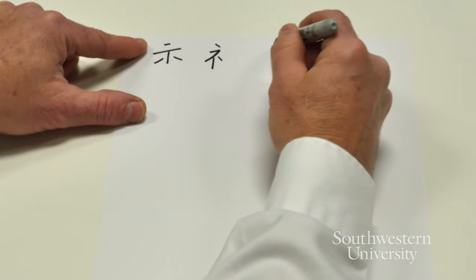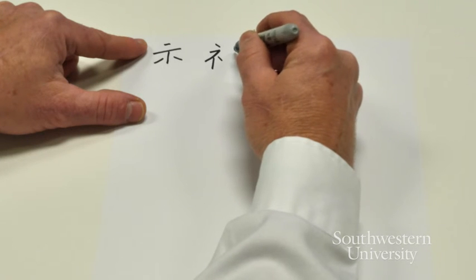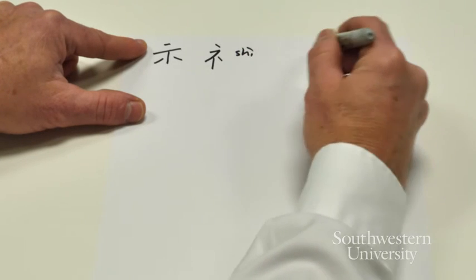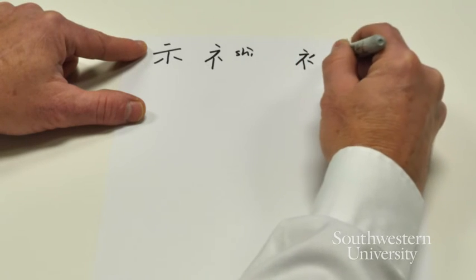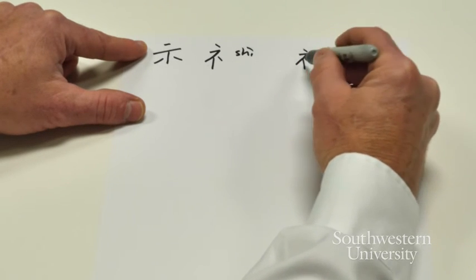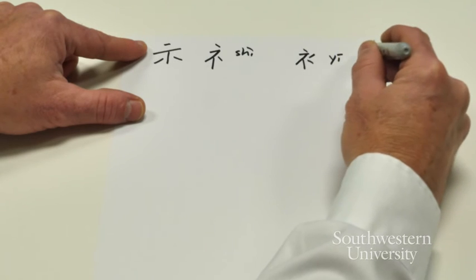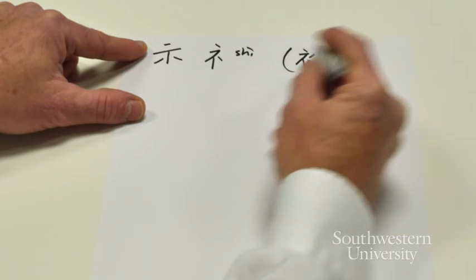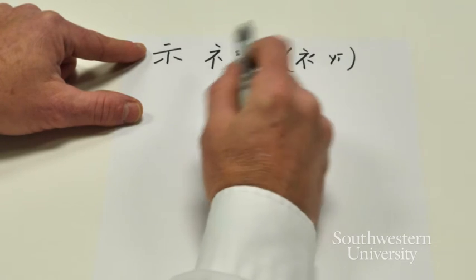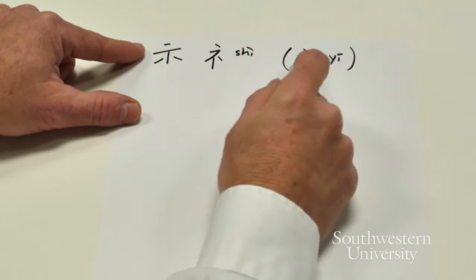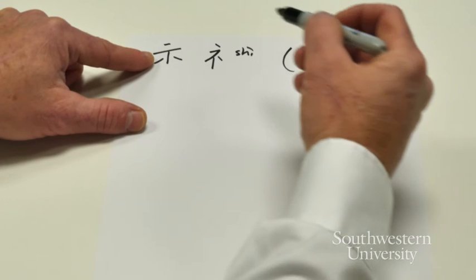There is another character that looks very similar, so this is shi, to reveal. There's another character that looks very similar, but it has an extra dot. That is E as in ifu. So you want to make sure that you distinguish these two. They're very different in meaning, and you want to get them straight.